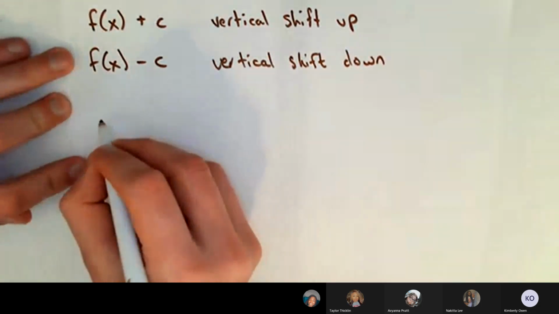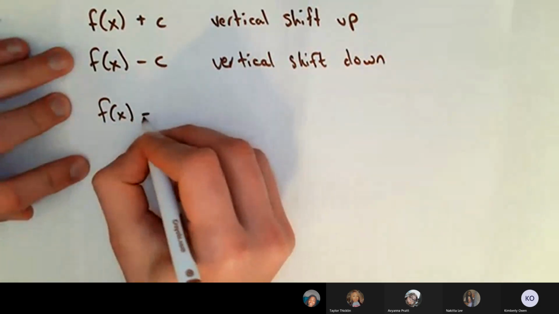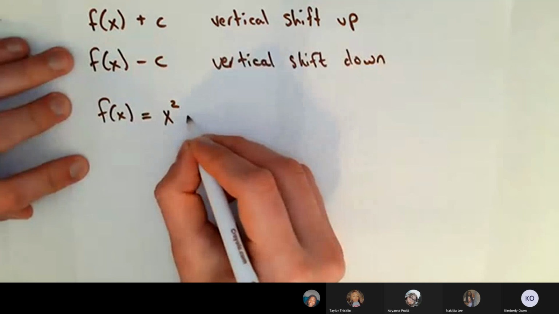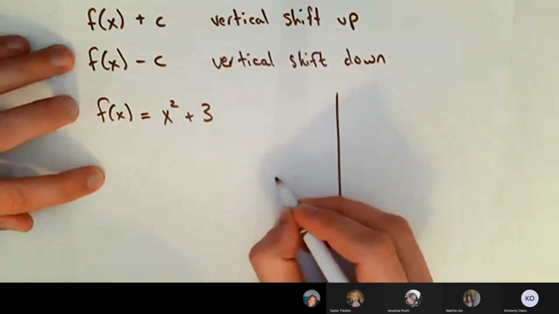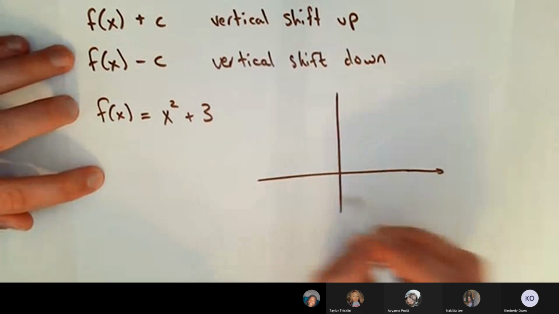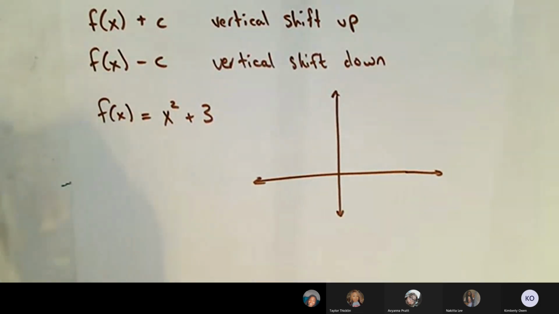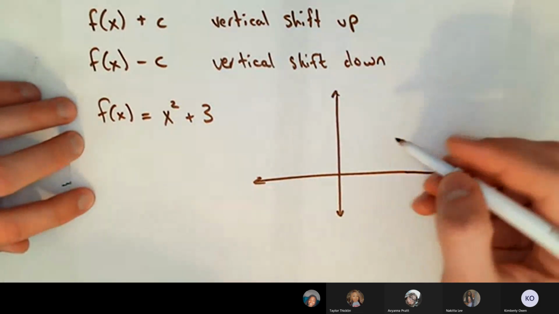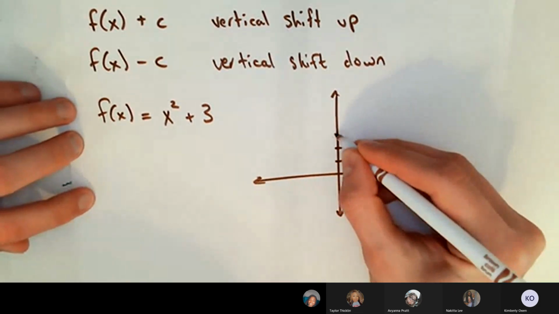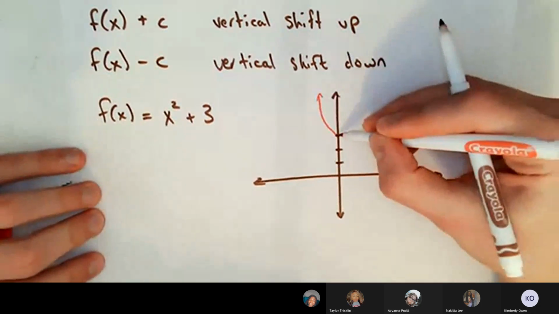So real quick, if I have a function like f of x equals x squared plus 3, then I would expect that to be that base graph of x squared, scooted up by 3. So I know x squared is a parabolic shape. Scooted up by 3 and just plop the parabola right there.